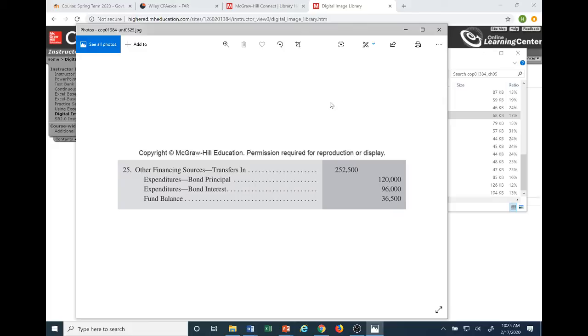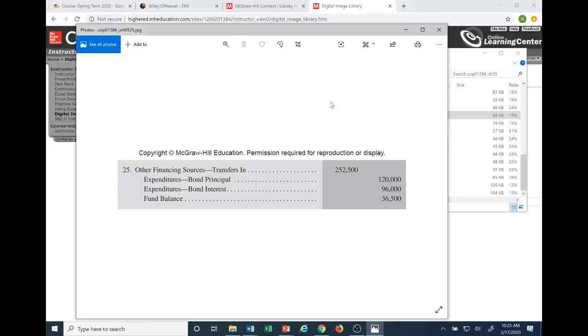The financial statements are going to be displayed later on. We'll get through it, but first I want to get through some of the entries we would see in a permanent fund next, and then we'll look at some of the financial statements. First, actually, let me back up just a second.